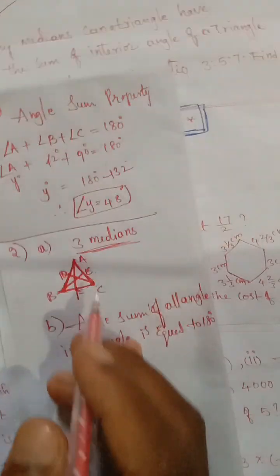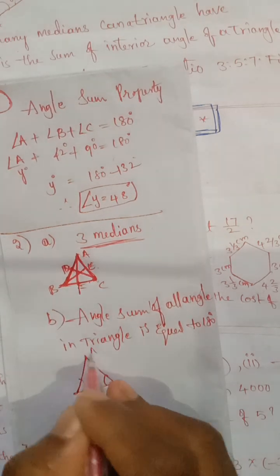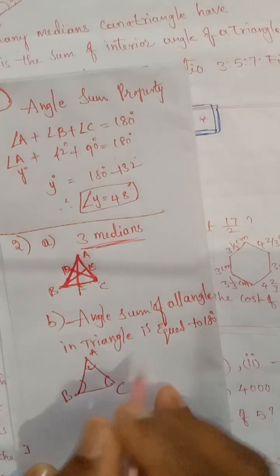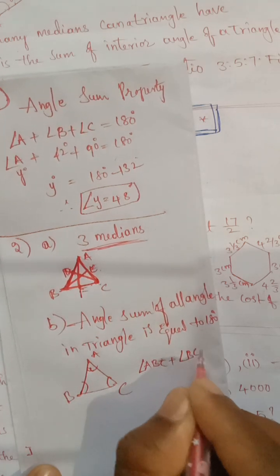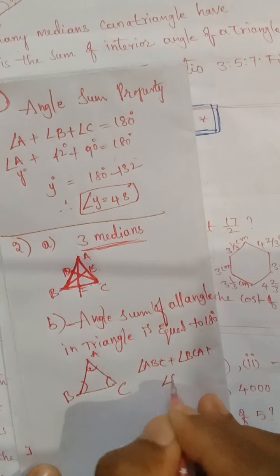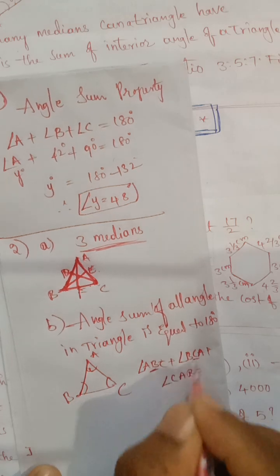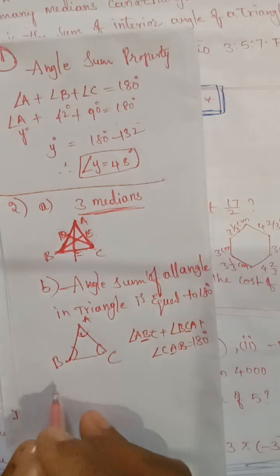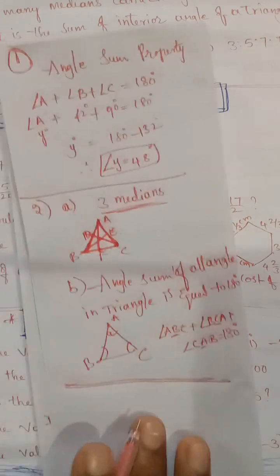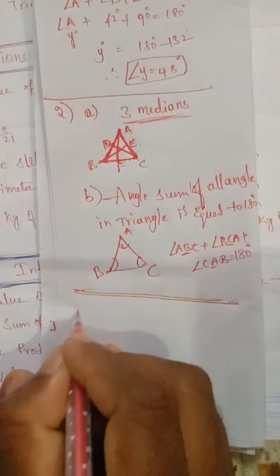So what is the sum of the interior angles? Interior angles here means angles A, B, C. So angle ABC plus angle BCA plus angle CAB, the sum of the 3 angles, equals 180 degrees. This is the second one.